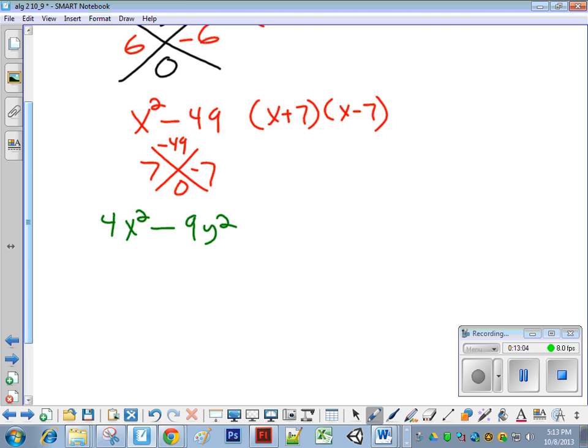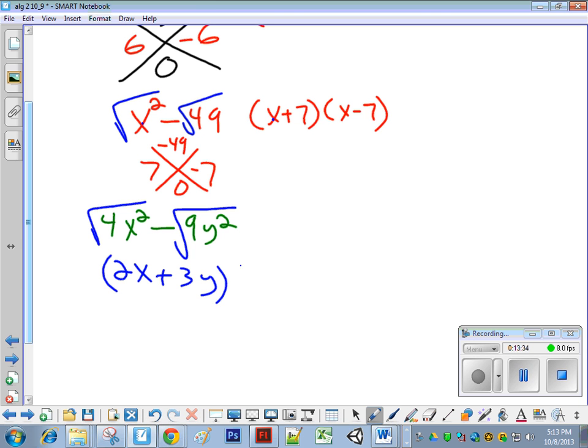Now this is a little more challenging. If I was to try to do this, I know I have a middle term and I also have some other problems, but I am starting to see that if I go back to this one, the square root of x squared is x. The square root of 49 is 7. So let me try square rooting this. The square root of 4x squared is 2x. The square root of 9y squared is 3y. So if I follow the other pattern, it would be 2x plus 3y times 2x minus 3y. These are known as conjugates because the middle term gets canceled out.